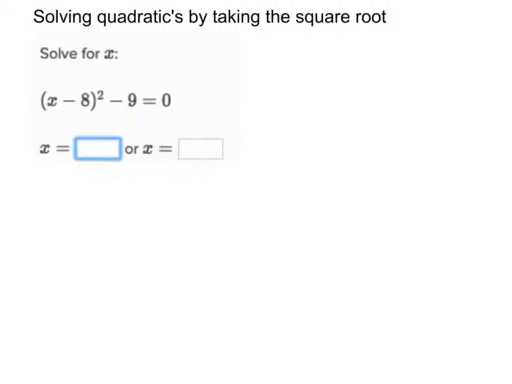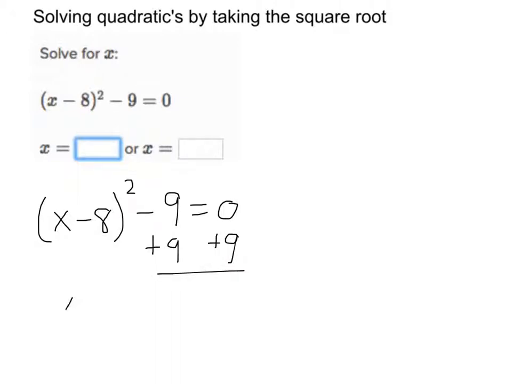Okay, so the first thing I would do, let me rewrite it. x minus 8 squared minus 9 equals 0. So the first step is I'm going to try to isolate the x minus 8 squared. The portion that's squared, I'm going to try to get by itself. So I will add 9 on both sides. And so I have x minus 8 squared equals 9.